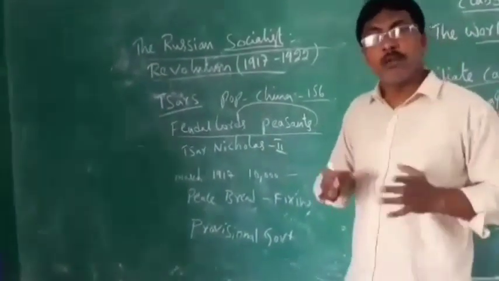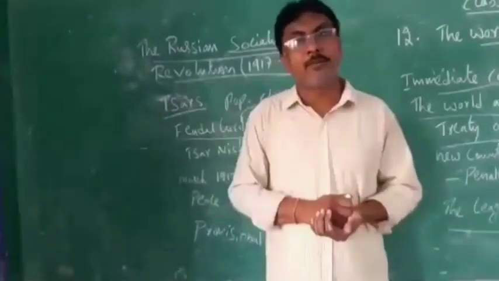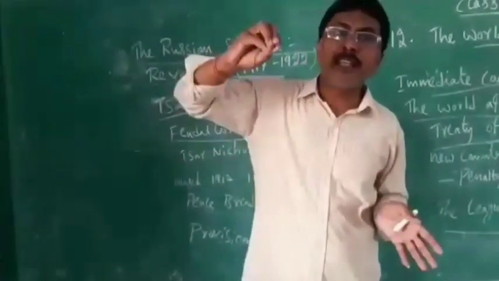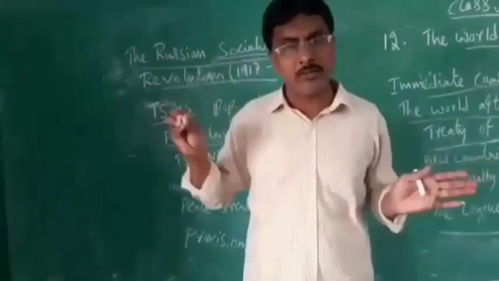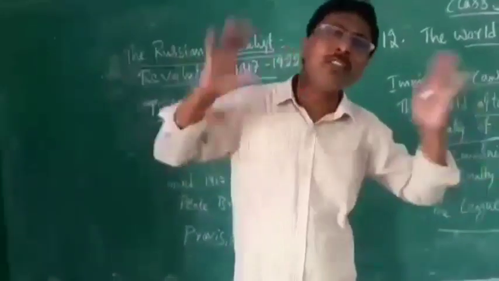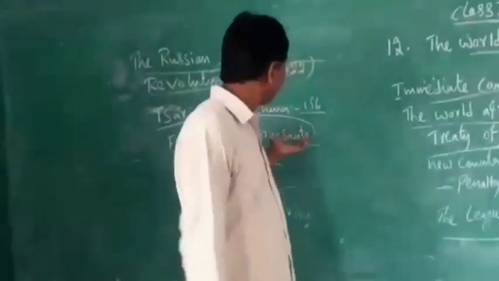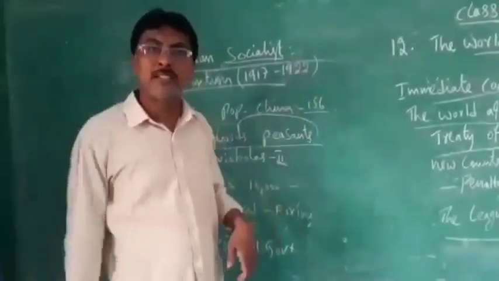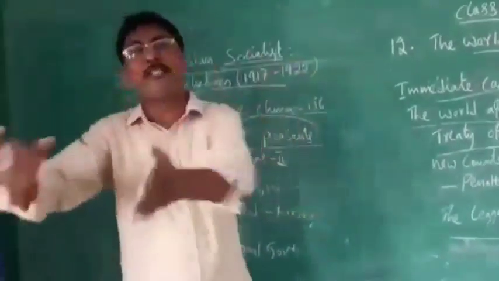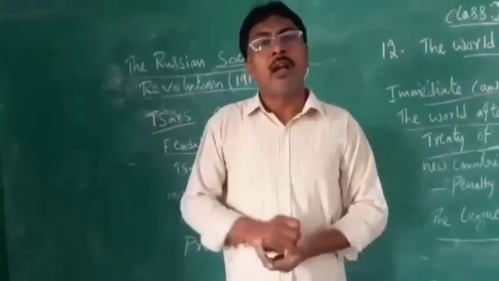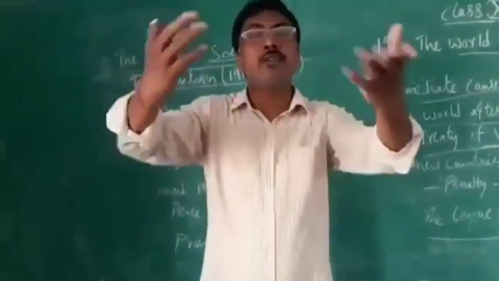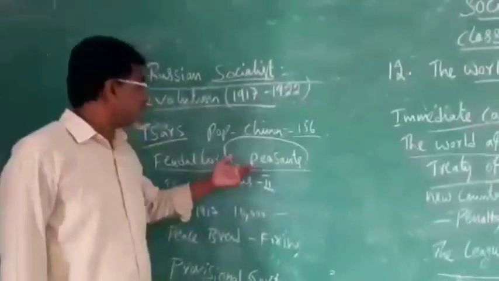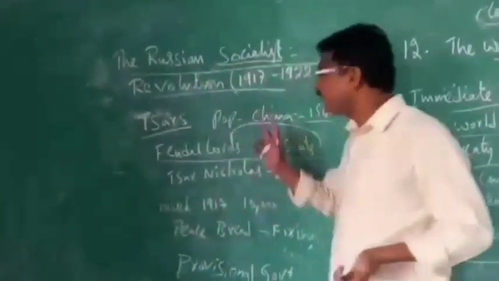You see, a lot of peasants are there in Russia. 20% of the people are feudal lords, and the total lands are with them only. 80% of the people are peasants, agriculture farmers, but they do not have lands. They used to do agriculture on the landlords' lands and give the rent to the feudal lords.